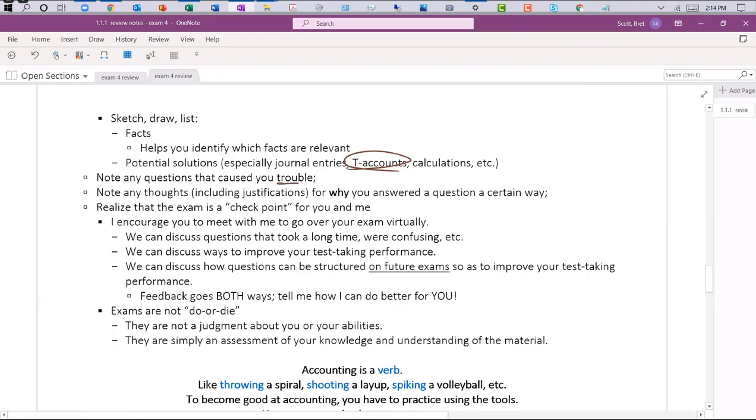Note any questions that cause you trouble, and then come and see me. I usually give a wait period of 24 hours after you take an exam before we jump back into it. But definitely, if you have some time left at the end of this exam, feel free to go back and check your mathematical calculations.